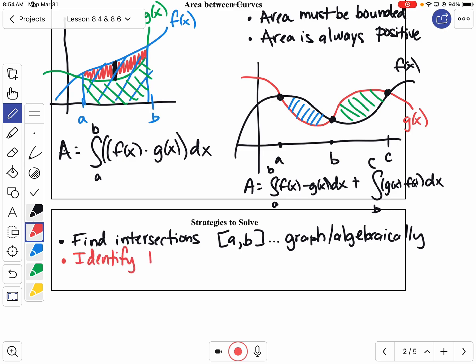The next thing we have to do is identify in our region who is the top and who is on the bottom so that we can get the correct integral. And then finally, we just got to integrate correctly. So there's going to be a little algebra in the setup, and then we just have to integrate it correctly, and life is good. We're going to start by looking at some where the graph is given to you, and then some where we'll have to find the intersection points. We'll do some with a calculator, some without.